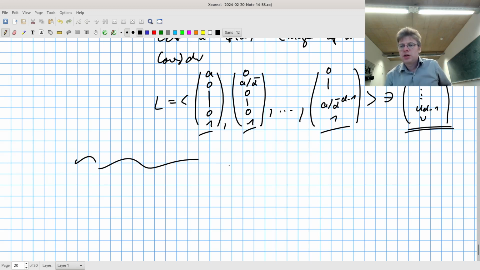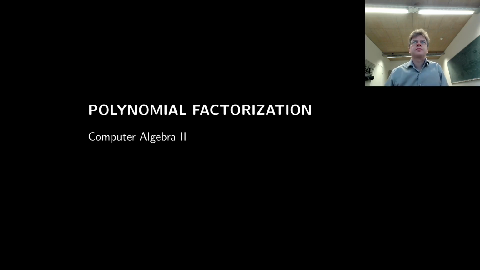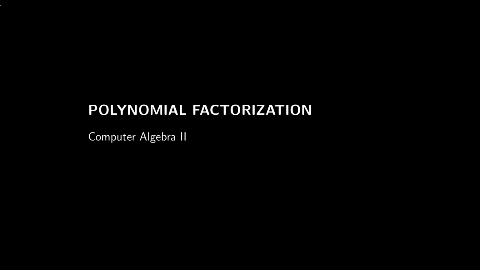And let us now turn to polynomial factorization. So this is now really entering into the third part of the course, and it's also actually the final part. For the rest of the semester, we'll be talking about polynomial factorization.